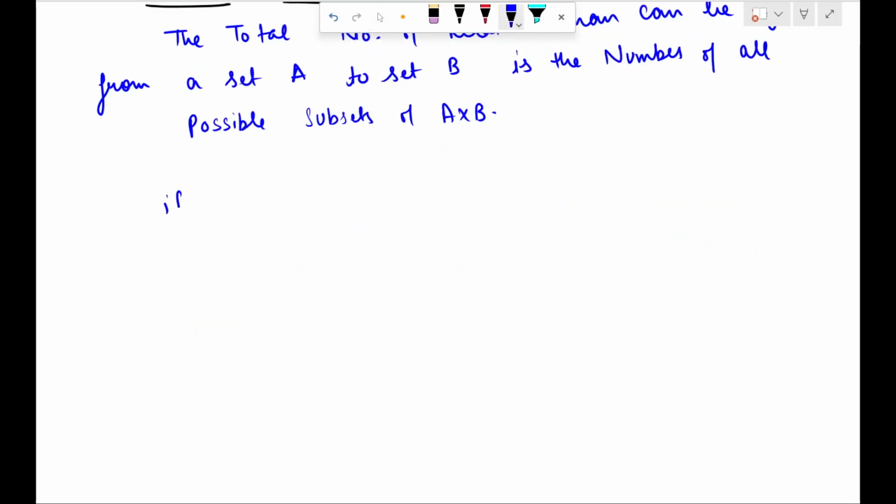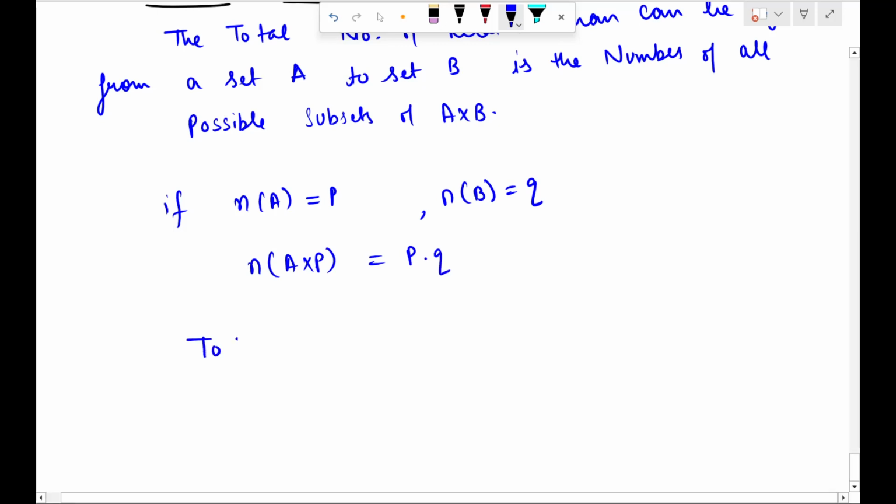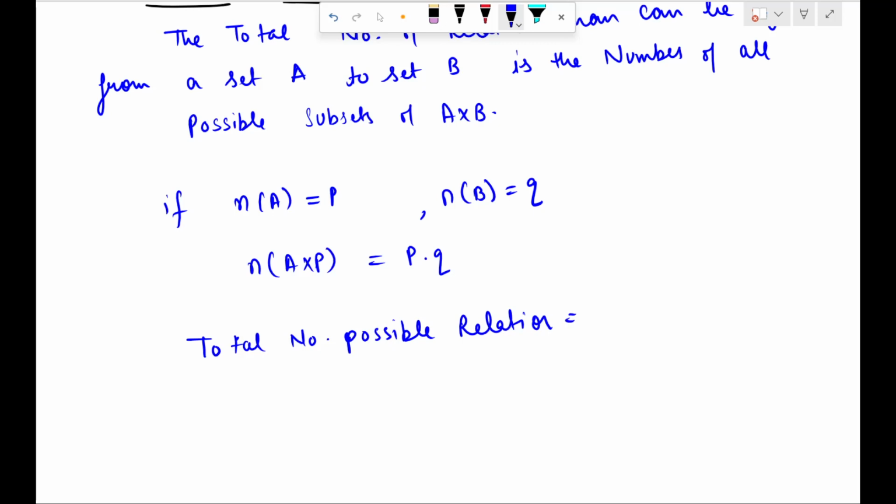So if the number of elements in set A is P and the number of elements in set B is Q, then the number of elements in A cross B is P into Q. So the total number of possible relations is equal to 2 raised to the power PQ. This is the total number of relations when we take the Cartesian product of A cross B.